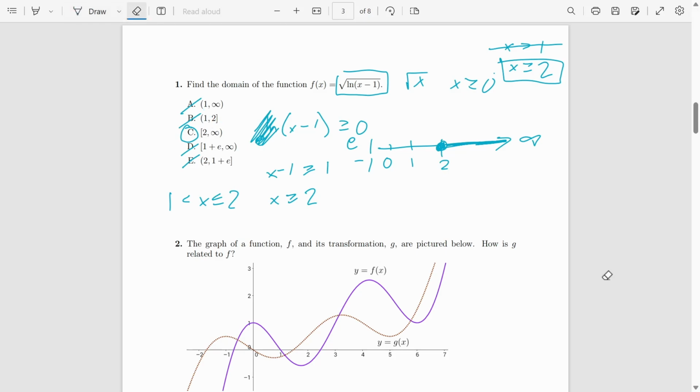You'll probably have a couple questions like that on the exams you have. So just keep that in your pocket, keep that in the back of your mind. And yeah, that's how you find the domain of this one.